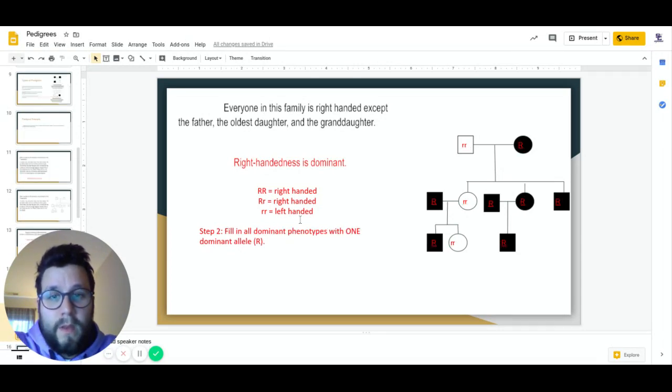Next step. We're going to fill in every dominant allele: everybody who is right-handed has at least one dominant allele. So they're all getting capital R, capital R, capital R, capital R, capital R. We know for sure they're right-handed, so they have at least one. Now, do they have 2? Are they homozygous dominant or heterozygous? Well, we have to look at other people to figure it out. And the key here is mostly going to be these left-handed people.